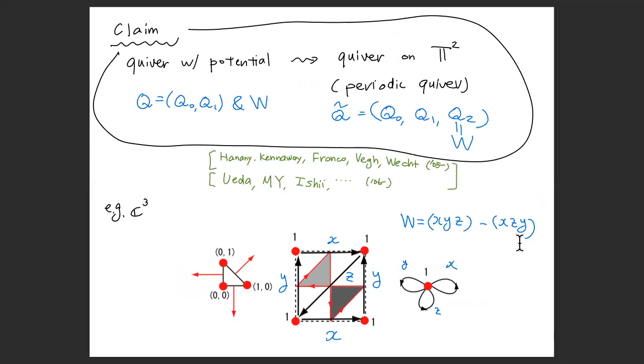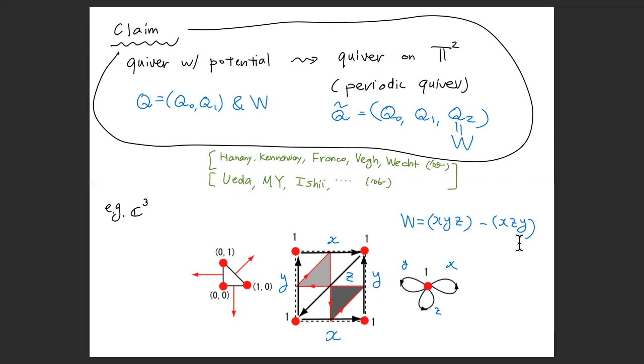But there is a way to package everything into something simple, and that is this idea of drawing the quiver on a two-dimensional torus. Here it's the simplest example, the same example, one node and three arrows. Previously, I need to remember that this W is XYZ minus XZY, which is extra data in addition to the quiver. But suppose that the quiver is written on a two-dimensional torus like this.